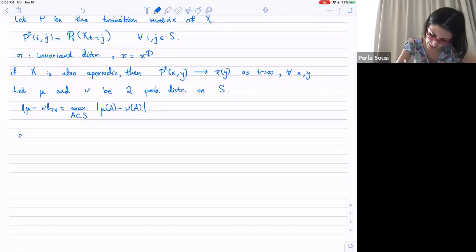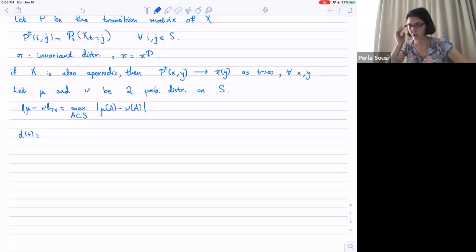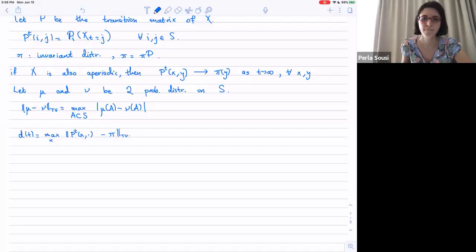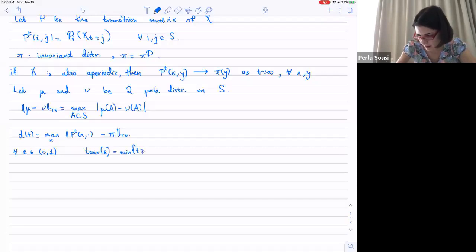And I'm going to write d(t) for the total variation distance from stationarity between the matrix P^t when I take the worst starting state. So it's going to be the maximum over all x of the total variation distance between P^t(x,.) and pi. And I'm going to define now, for any epsilon in (0,1), the mixing time, t_mix(epsilon), is going to be the first time that the total variation distance from stationarity taken over the worst starting state drops below epsilon.